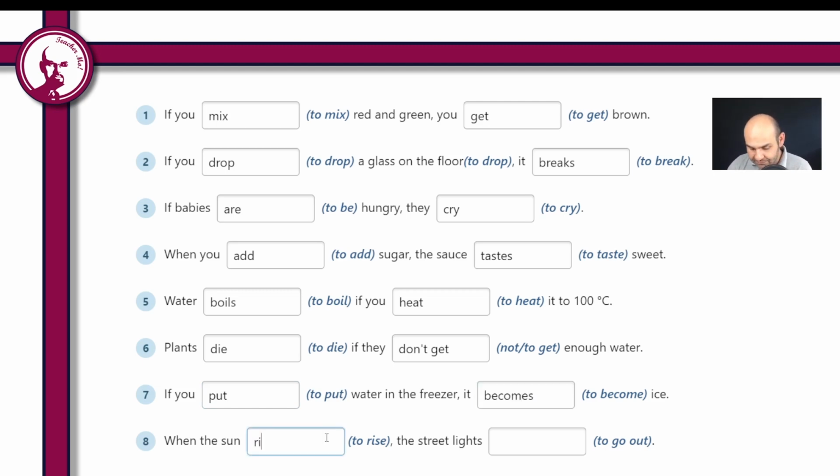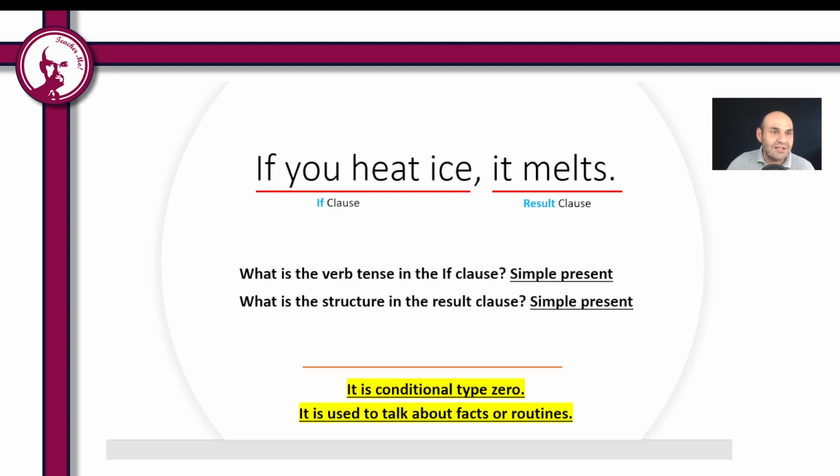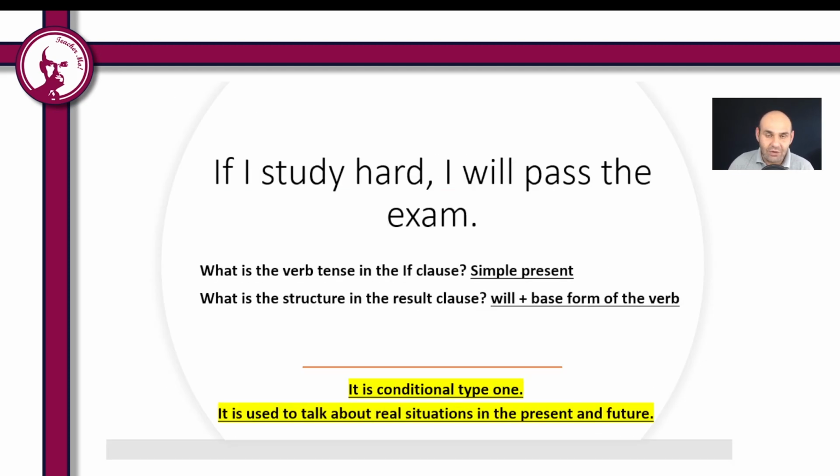When the sun rises, the street lights go out. The zero conditional or conditional type 0. We use them to talk about facts or routines. This is the time to talk about conditional type 1 or the first conditional.